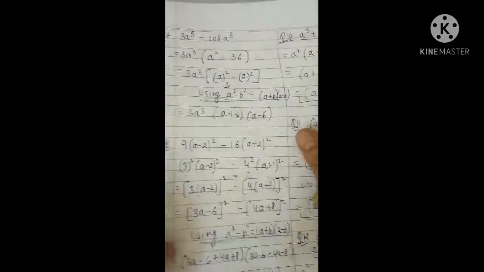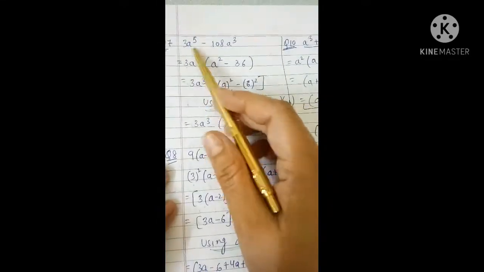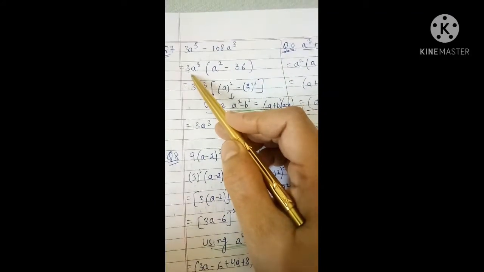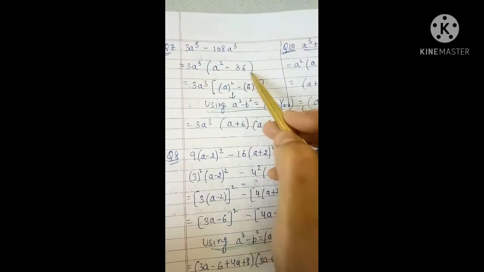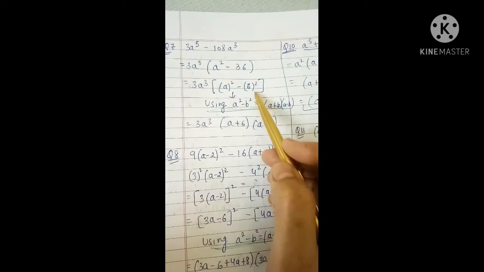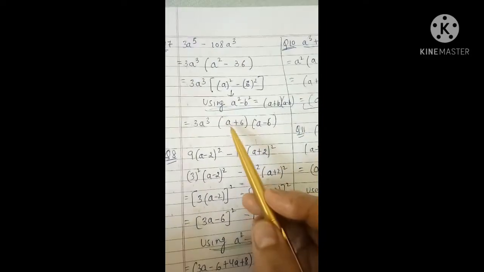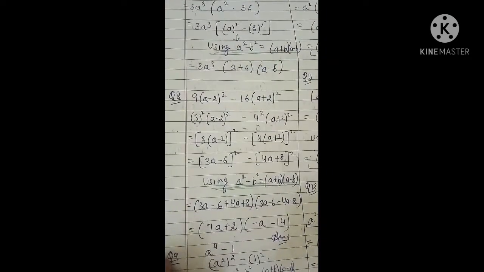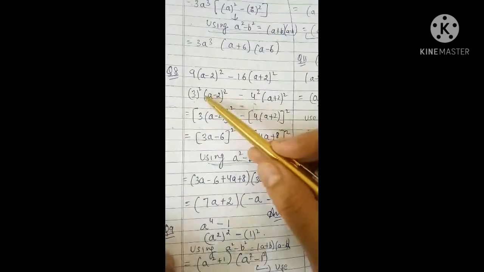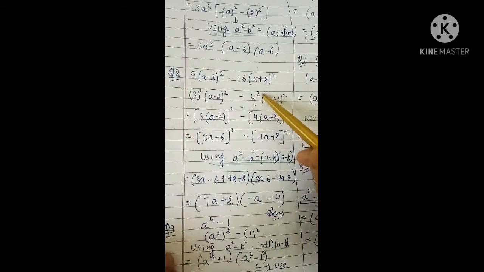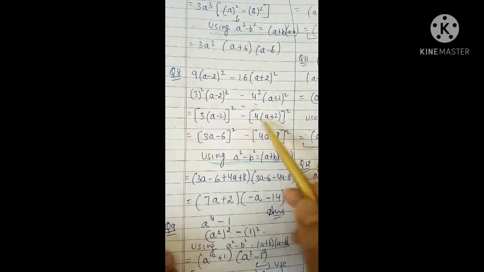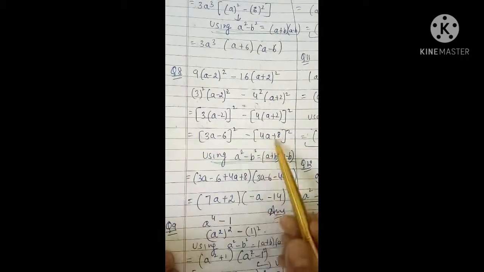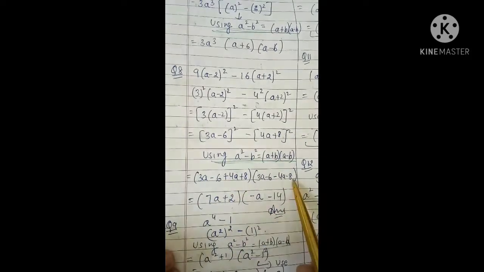Then the next, sixth, is simple. Seventh you can see. In the seventh question also 3a is common. Then a square minus 36. Here again we can apply a square minus b square, that is a plus b, a minus b. Then 8th question also you can see 3 square, you can write 4 square. Then again a square minus b square. We can apply a plus b, a minus b.